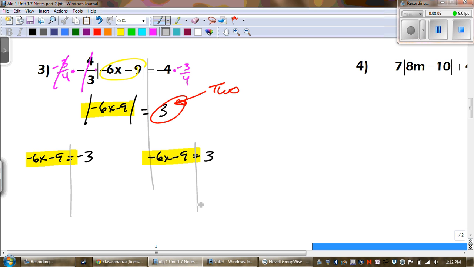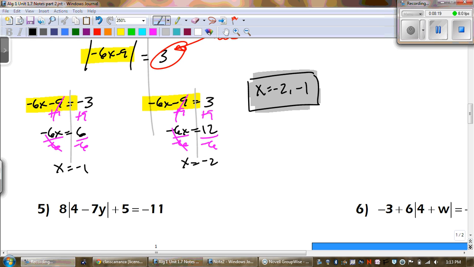You guys are all on your own. Pause the video, and good luck. Okay, and there's your work and your answers. x equals negative 2 and x equals negative 1.